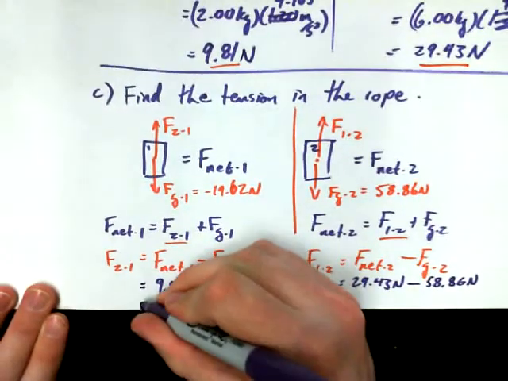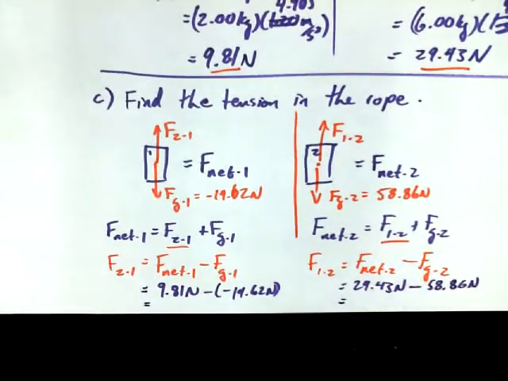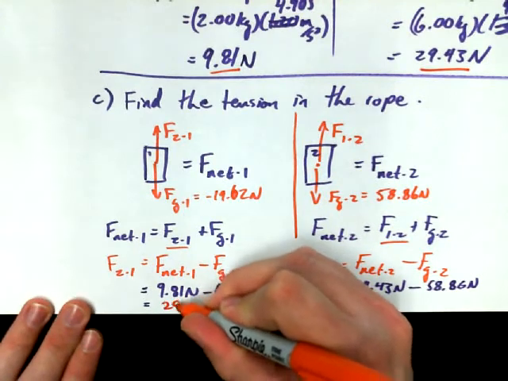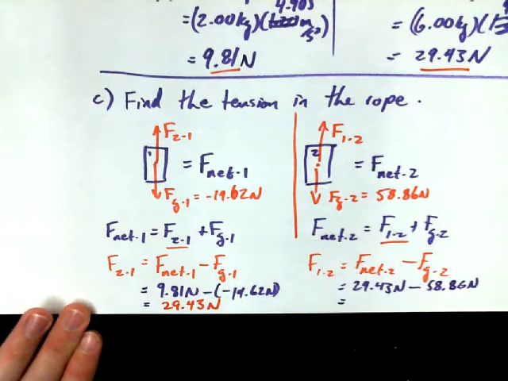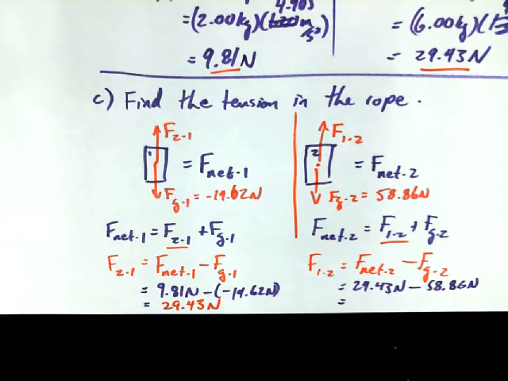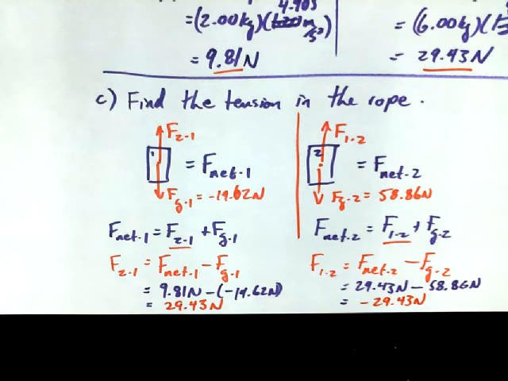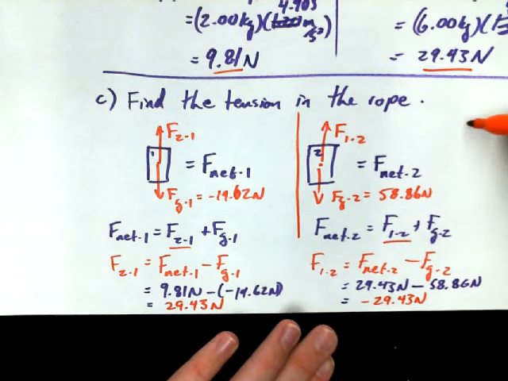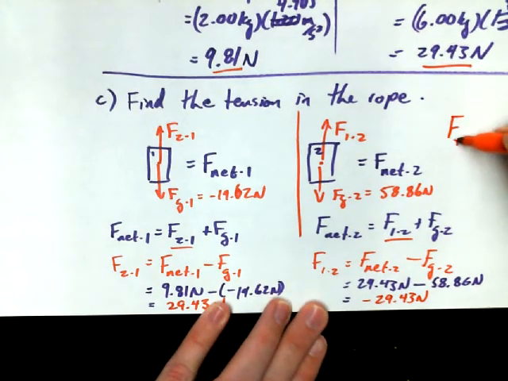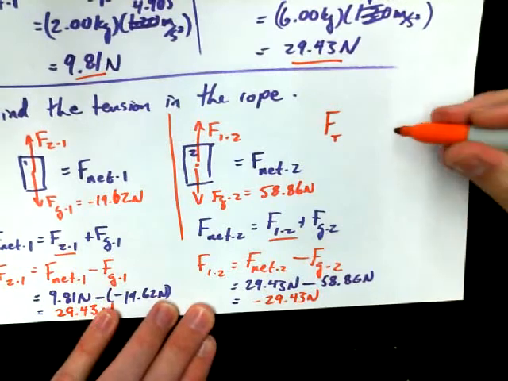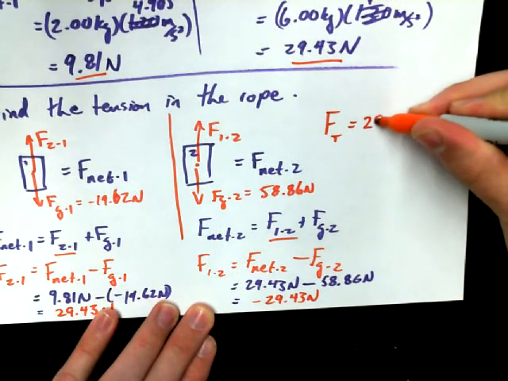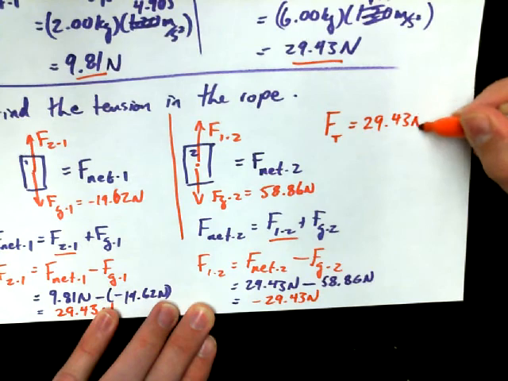And somebody help a fella out. What's 9.81 minus negative 19.62? 29.43. 29.43 newtons. And 29.43 minus 58.86? Negative 29.43 newtons. Holy moly. So force of 1 on 2 and force of 2 on 1 equal in magnitude, opposite in direction. And what we can say, now we'll use that language of tension force. The tension force is equal to 29.43 newtons.